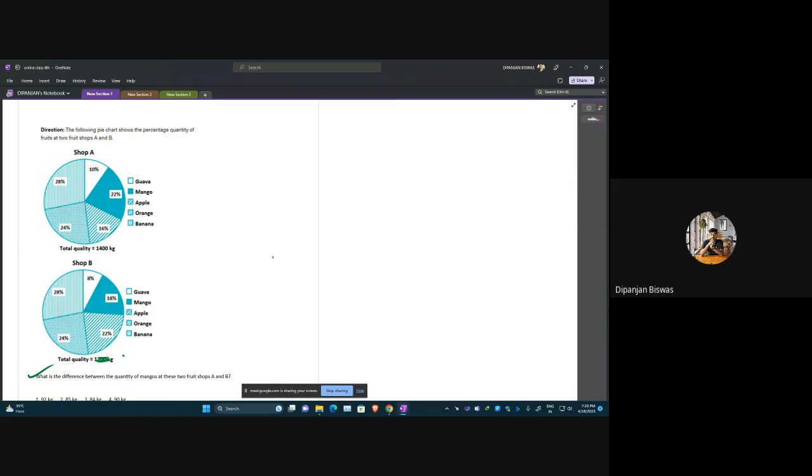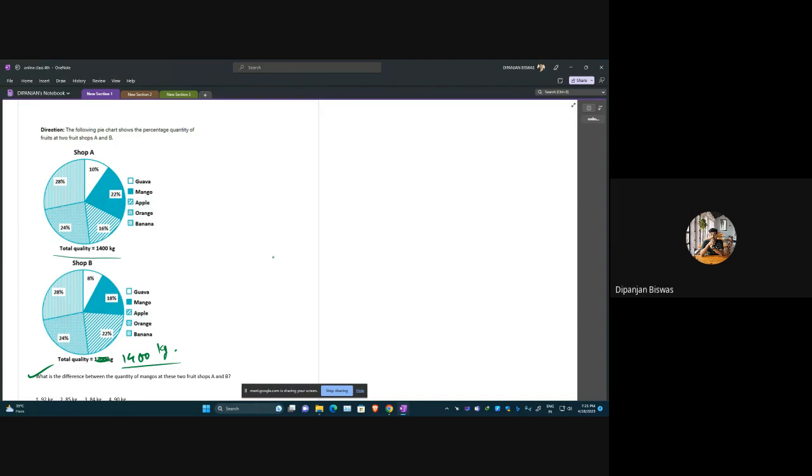If the total quantity was 1400, even in shop B, suppose the total quantity was 1400. The word "quality" has been misspelled, I think. It should have been quantity. If the total quantity is same in both the shops, then you don't have to find out individual percentages and then subtract them. You can just directly subtract the percentage itself.